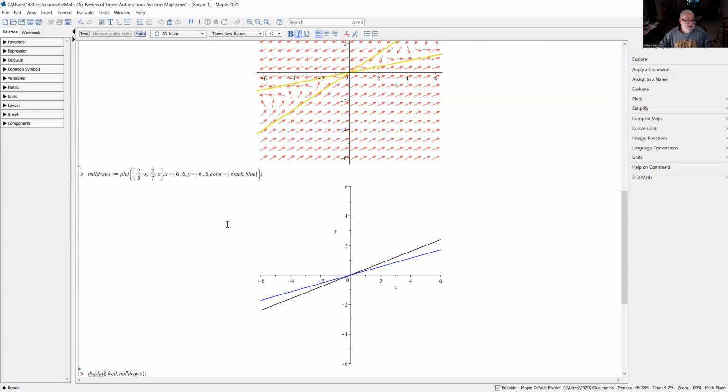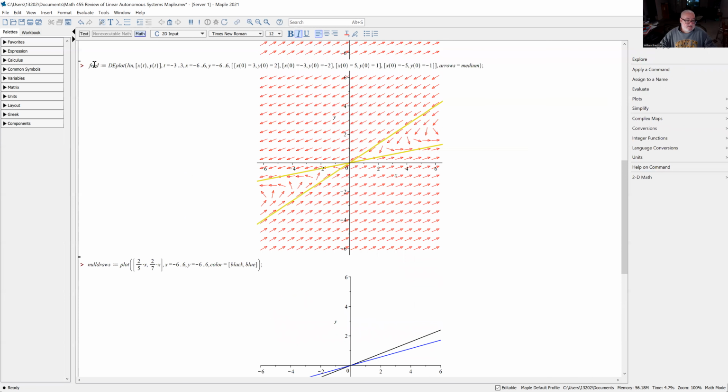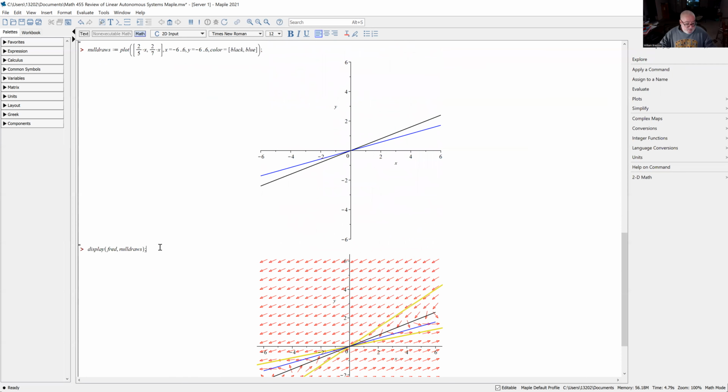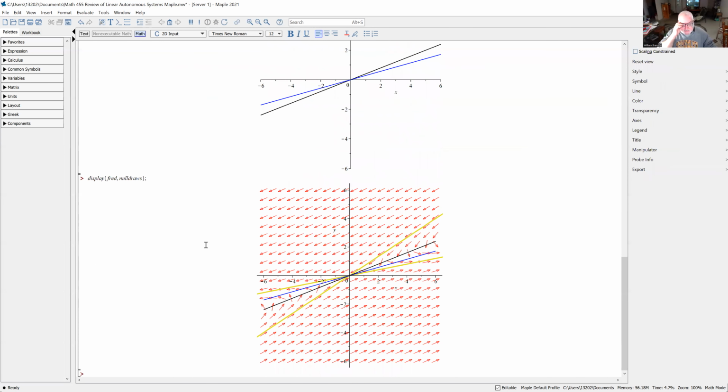So there's that. Why did I name both of these? This is named Fred. This is named null draws. I've got two different pictures. The command display puts them both together, and there's our picture. And so here the yellow curves are the eigenvector solutions, one coming in, two coming in, one up in the first quadrant, one in the third quadrant, and two going out, one in the first quadrant, one in the third quadrant.